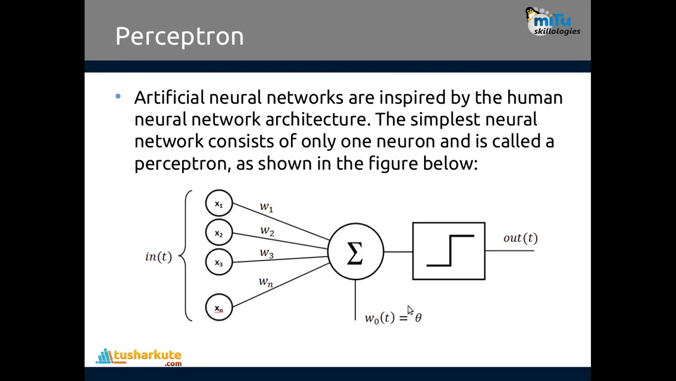We have an activation function, something like this, where w0 is equal to theta. Based on the activation function, an operation is performed on this data, and then we generate some result out of it, that is the output. This is a single neuron, and that we call a perceptron from the computer's point of view.